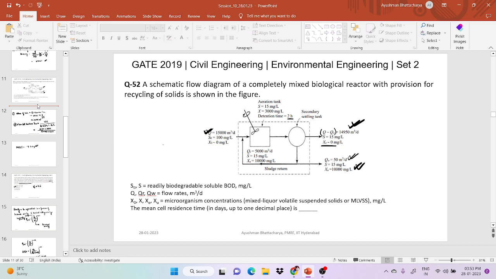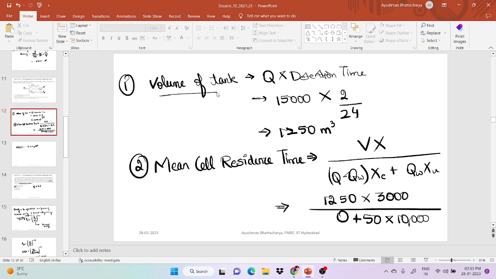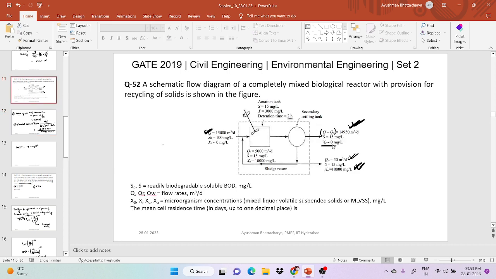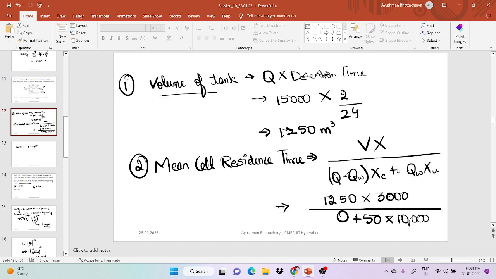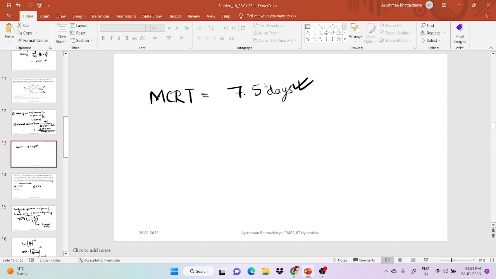In the third question, they are asking about the mean cell residence time. When they ask this, we should know that there is a requirement for the volume. The volume we calculated as flow rate times detention time. Once we calculate the volume, we then calculate the MCRT, mean cell residence time. They state that the solid concentration in the effluent is near zero, so that means (Q0 - Qw) comes out to be 0, and thereby we got a mean cell residence time of 7.5 days.